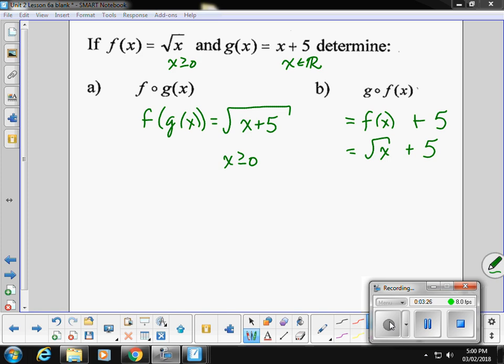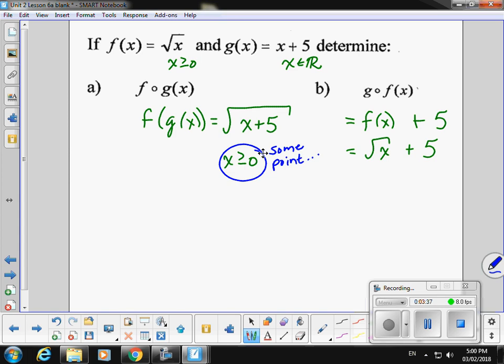But since we had a restriction that x had to be greater than or equal to 0 at some point along the journey, then our domain would remain x is greater than or equal to 0. X greater than or equal to 0 would be the domain for this thing as well. So we would write it as x in the real numbers, x greater than or equal to 0.